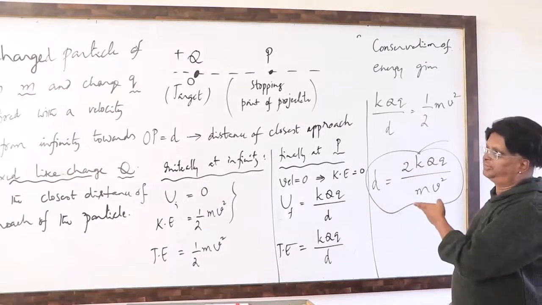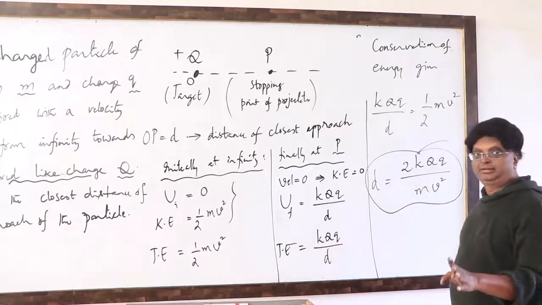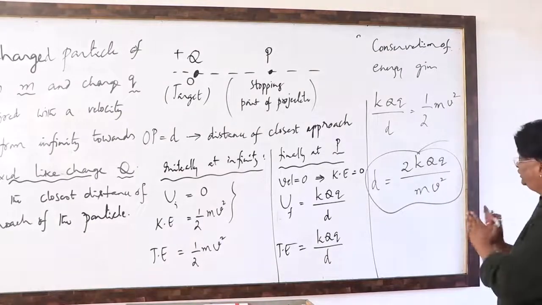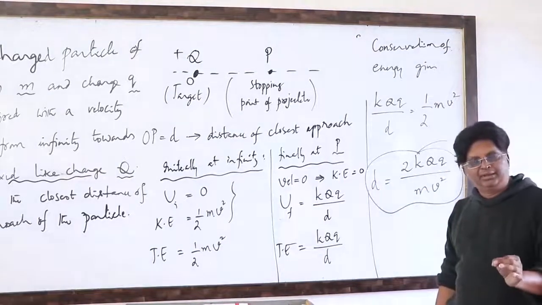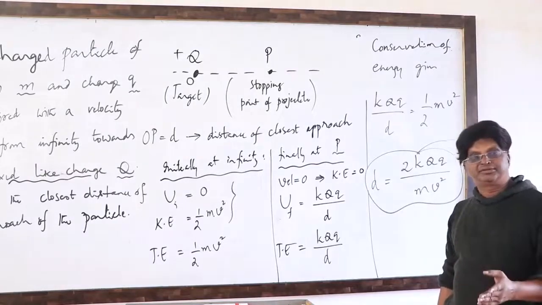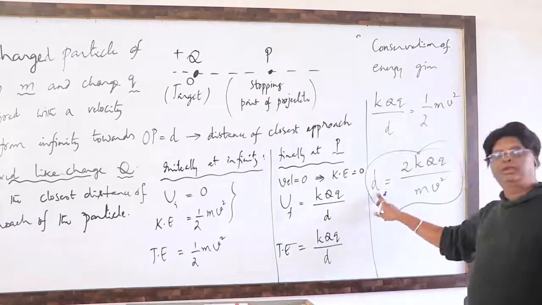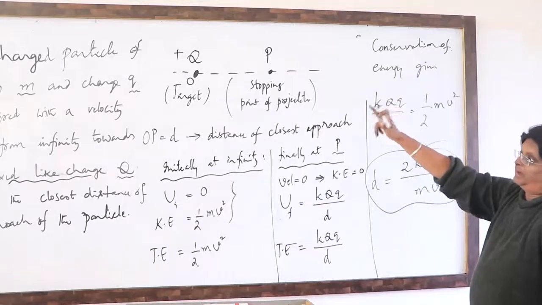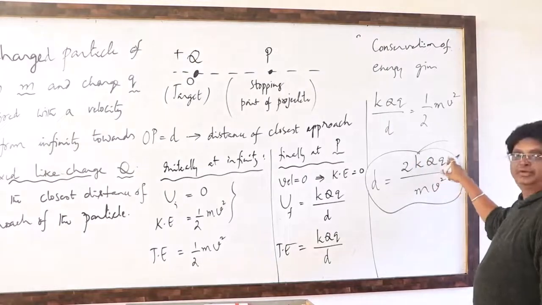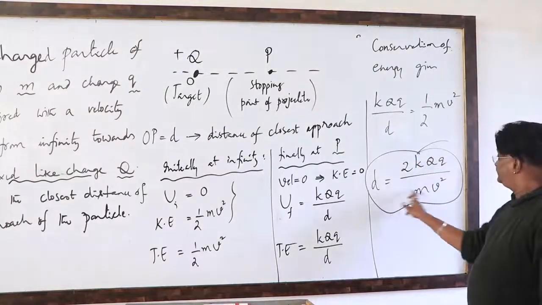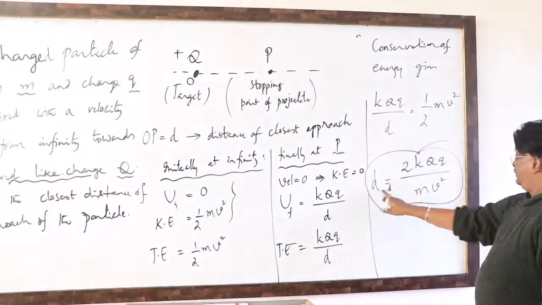If numbers are given, you will substitute. Of course K is 9 into 10 to the power 9, and all other magnitudes are given. The most important point is understanding this concept of distance of approach, and it must be our regular habit to ask what is the LHS, what is the RHS, what are the constant terms, and how the dependency is. D depends upon the magnitude of charge of the target and also the charge of the projectile, both directly proportional. It depends upon the mass and the square of the velocity of projection, and both are inversely related.